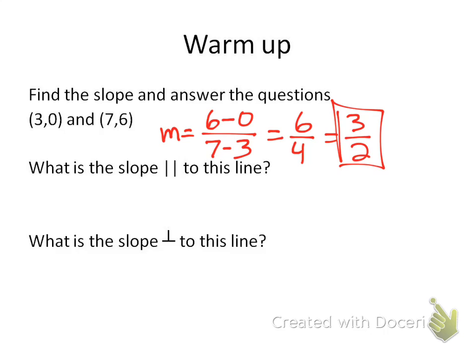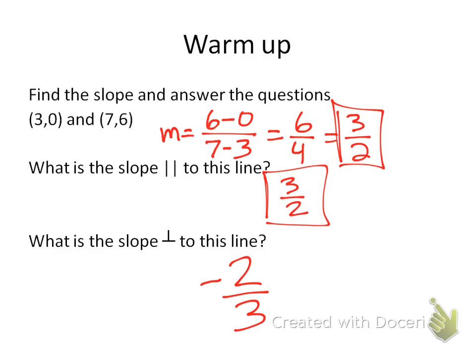The next one says the slope of a line perpendicular, no, I keep doing that, parallel to this line is what? 2 over 3. Parallel. Negative 2 over 3. Parallel. Parallel, you don't change anything. You're doing perpendicular. Perpendicular, you flip it and then make it negative.